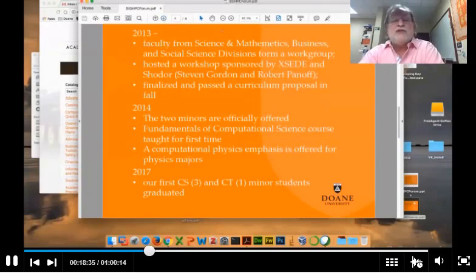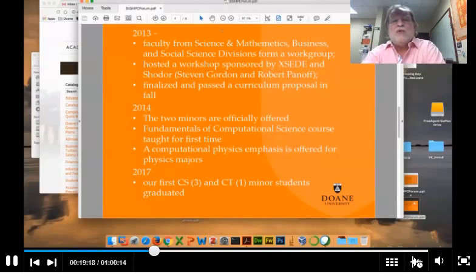Back in 2013, we had a group of faculty from both our science and mathematics division, but also our business and social science divisions, and we came together and started to work on this project of creating some type of computational science minor. And we also had a springtime, early summer workshop that was brought to us by the Exceed people, including Steve Gordon, and that was very helpful in formulating our ideas about what a computational science or computational thinking minor would look like.